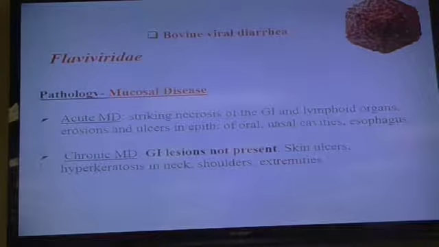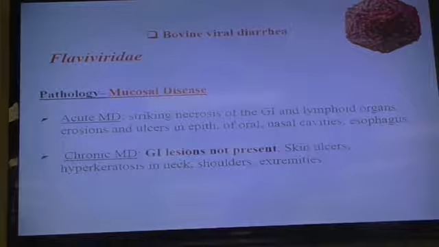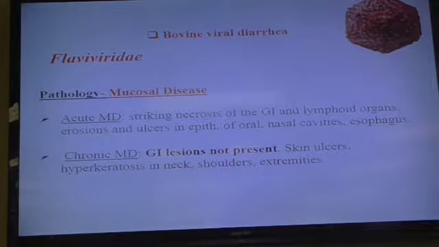Now, for the mucosal disease, there are two forms, acute and chronic. In the acute form, you'll have necrosis of the GI, lymphoid organs, and erosions. In the chronic mucosal disease, you don't have GI lesions. So that's the only difference between acute and chronic. In the case of chronic, what you will have is hyperkeratosis, basically skin lesions, rather than oral lesions.